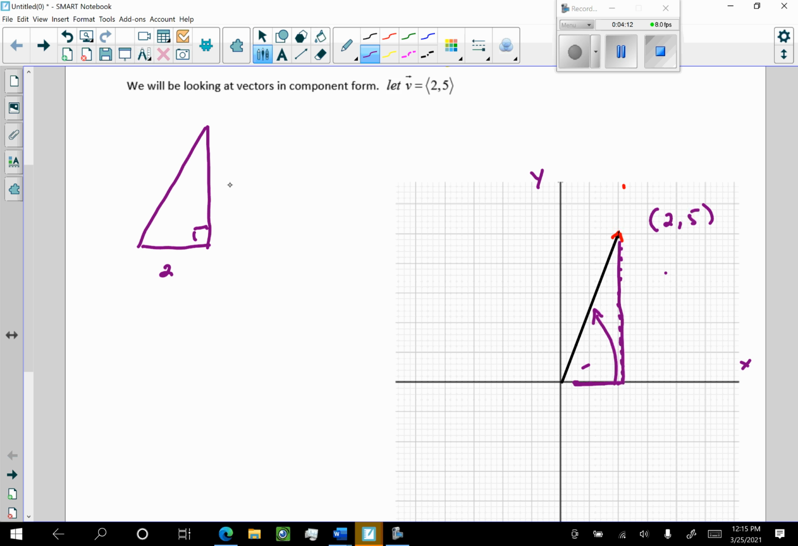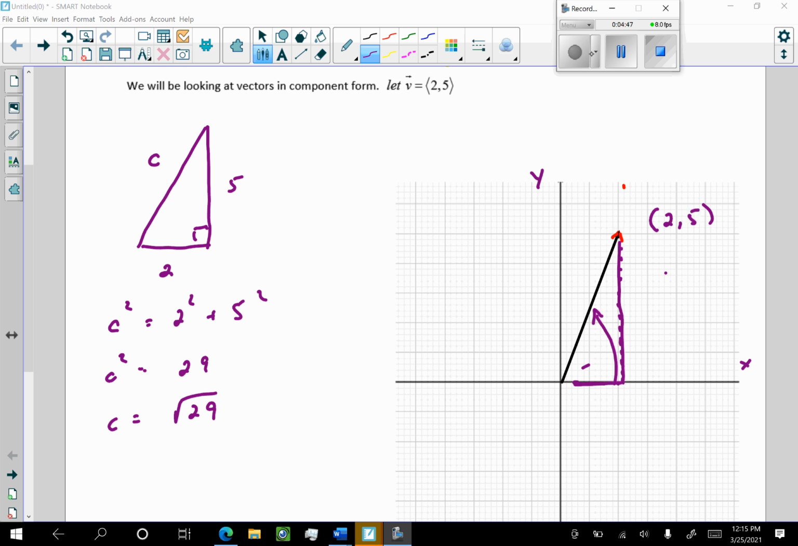That's clear. Now if I want to find the magnitude, we can let this be anything. We'll just let it be c. And I know that c squared is equal to 2 squared plus 5 squared. So c squared is equal to 29, and c is then equal to the square root of 29. And that is the magnitude of vector v. Magnitudes are going to be very important because we're going to find magnitudes of velocity vectors.